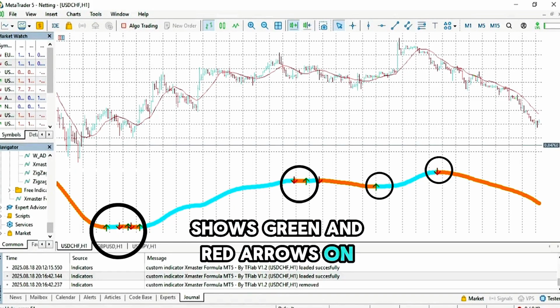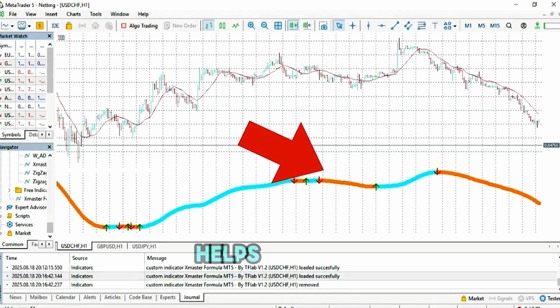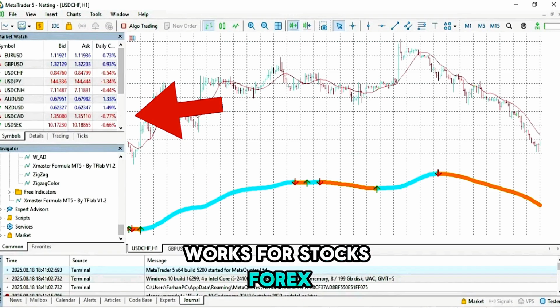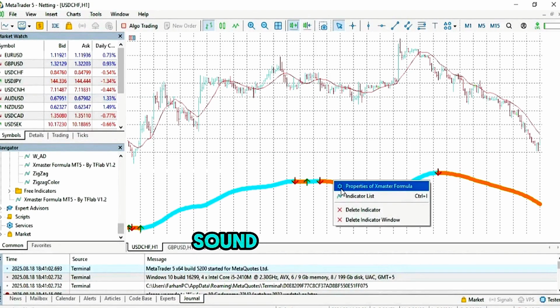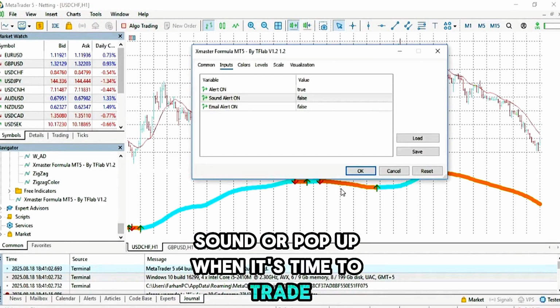What does it do? Shows green and red arrows on your trading charts. Helps you spot good times to trade. Works for stocks, Forex, crypto, and more. Sends alerts, email, sound, or pop-up when it's time to trade.